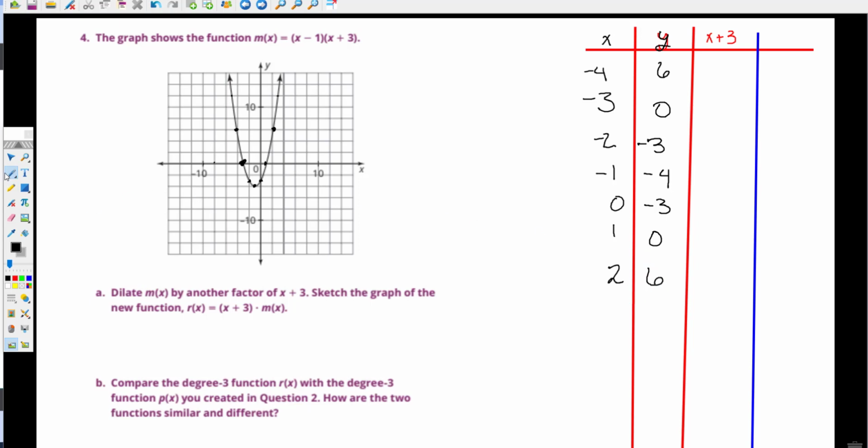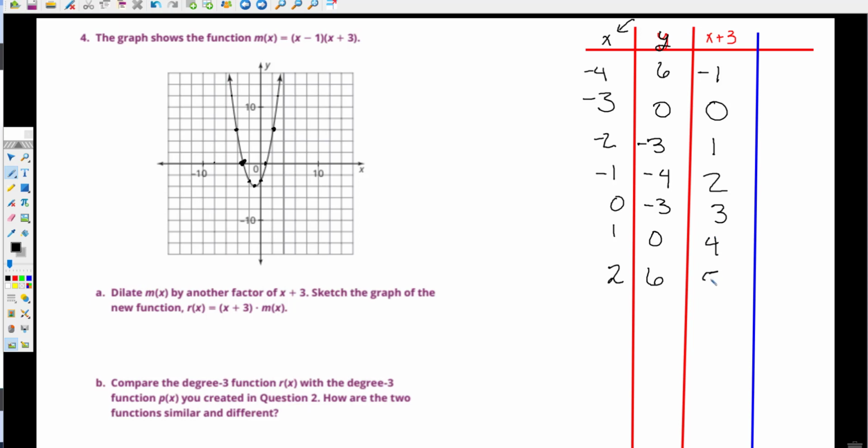So let's find the x plus 3. We're going to take our x column and add 3 to it. So negative 4 plus 3. Negative 3 plus 3. Negative 2 plus 3. Negative 1 plus 3. 0 plus 3. 1 plus 3. 2 plus 3.